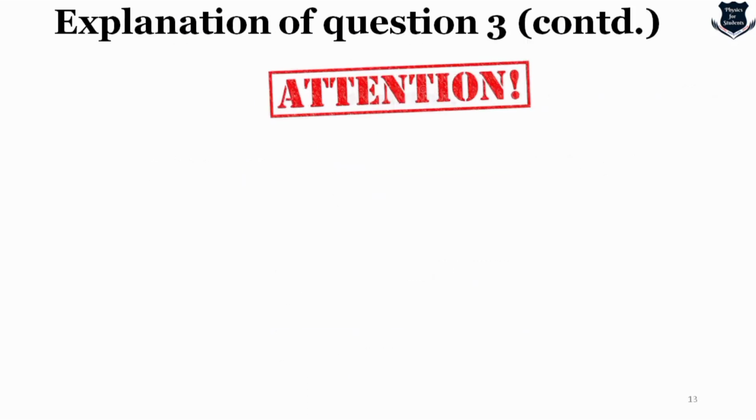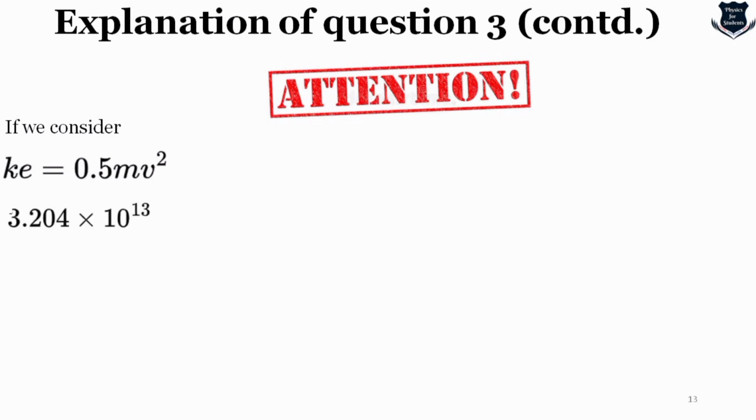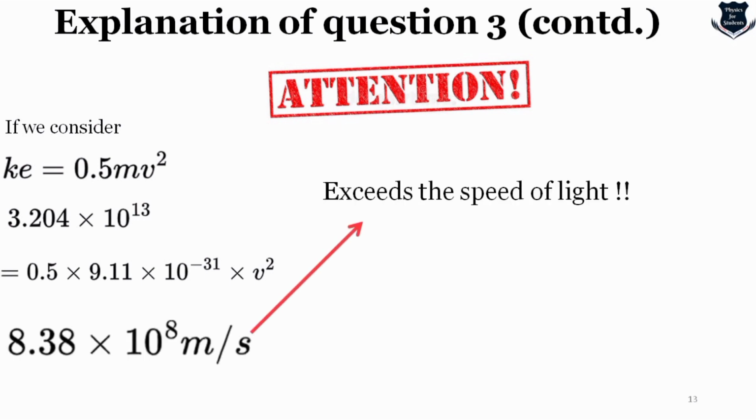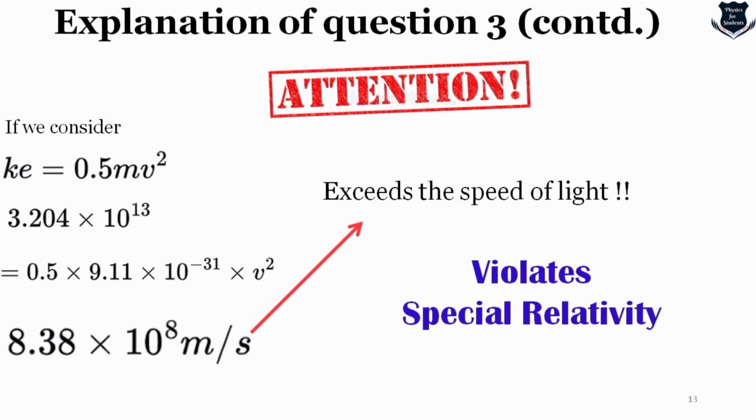There's one point I would like to draw attention to: if we considered kinetic energy as half mv squared, that is 0.5 mv squared, it would result in this, and if you plug in the values over here, it would become this, and this is impossible. That is, it exceeds the speed of light, which violates the special theory of relativity's tenets.